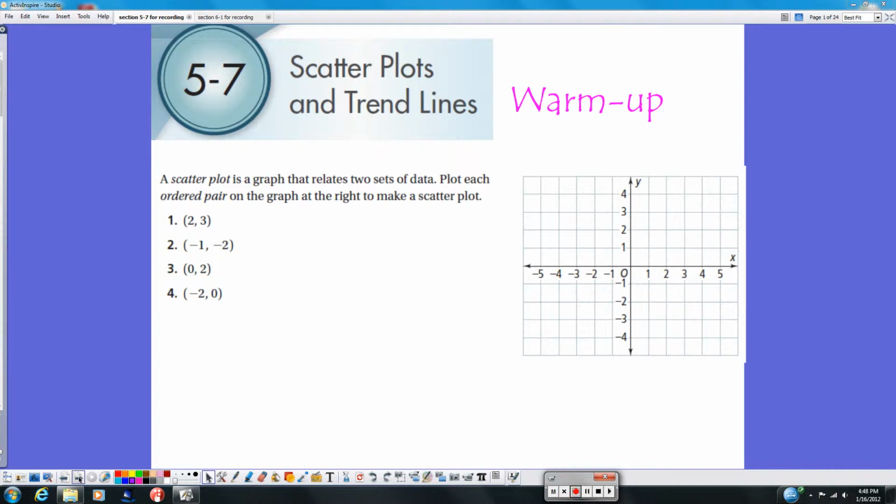Let's see how your scatter plot should look. Plotting those 4 points, remember you start at the origin. For the point (2, 3), 2 is the x number, so you come over to 2 and then up to 3. For (-1, -2), you go -1 on the x-axis and -2 on the y-axis. (0, 2), you don't move at all on the x-axis, you just go up to the 2, and then (-2, 0), you move -2 and do not move up or down any. This would be your scatter plot for this data.